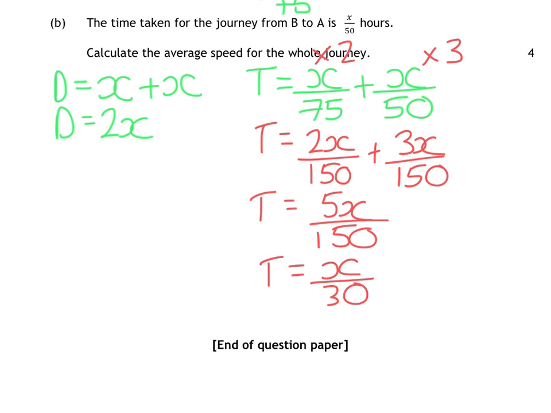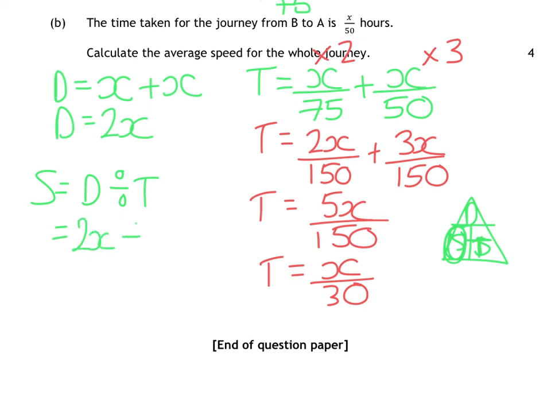Now, to get your speed, remember the formula for speed using that triangle? Oh, I've done that the wrong way. So to get speed, you're left with d over t. So speed equals distance. I'm going to write it this way because I know what's coming. I'm going to end up with a fraction over a fraction. So I'm going to write this one left to right. So my distance is 2x. My time is x over 30. So this is really an algebraic fractions question put in with some nasty speed, distance, time.